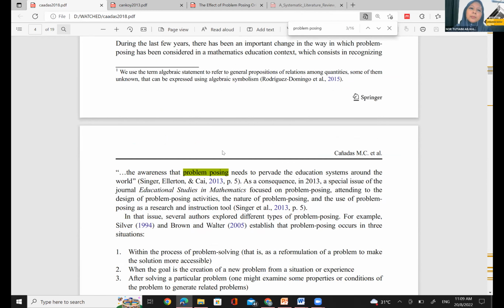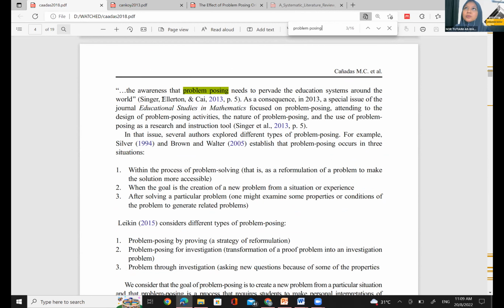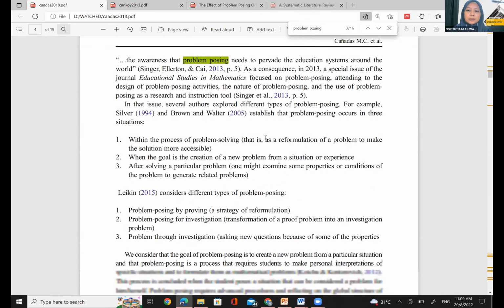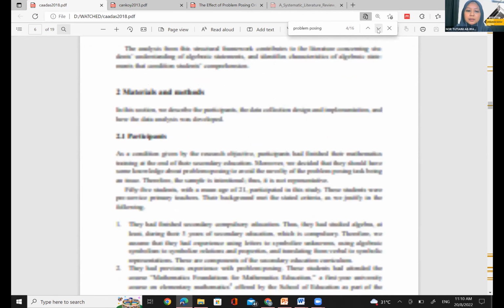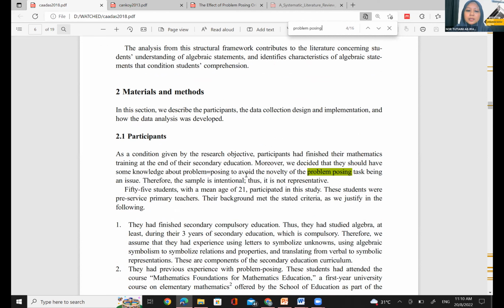So we see the awareness. You can also do awareness with regards to problem posing, for example. Okay, and then perhaps we can go through more. Moreover, we decided that they should have some knowledge about problem posing to avoid the novelty of the problem, this and that. Thus, being an issue. Maybe we can say issue in problem posing in the biology curriculum, for example. So these are the themes that we can actually imitate.